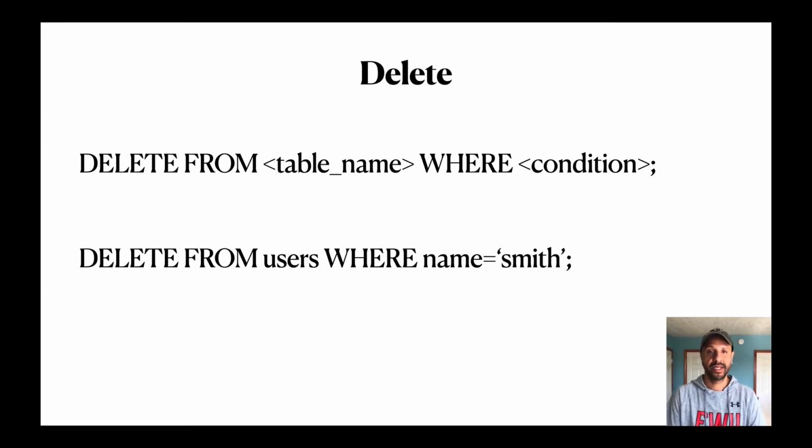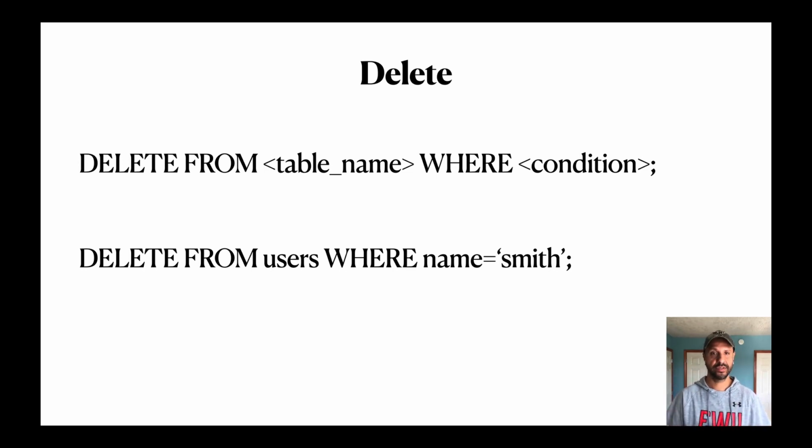Okay. The next one is delete. This uses the delete statement: delete from the table where a specific condition. So delete from users where name equals Smith. That'll go and find the record or records where name is Smith, and delete that record or records. Okay, so that's kind of an overview on SQL.